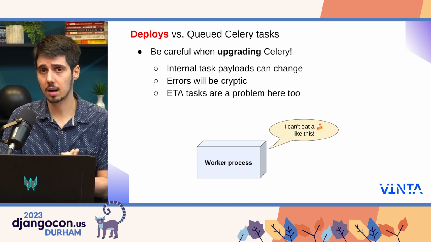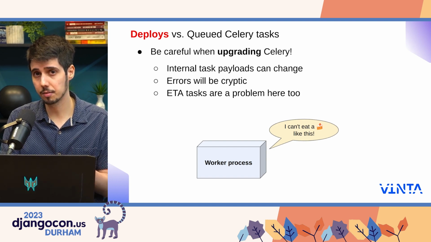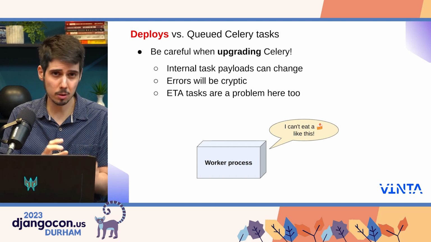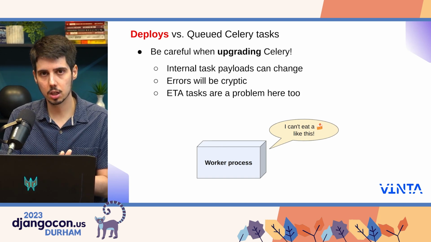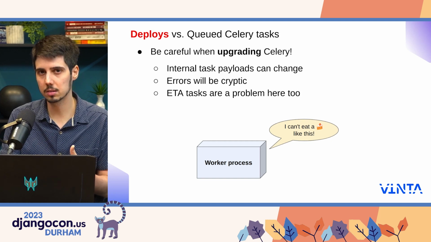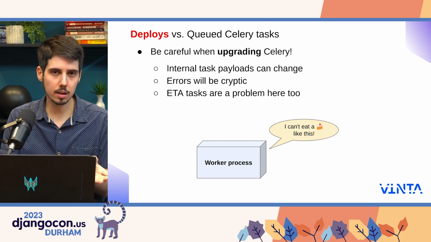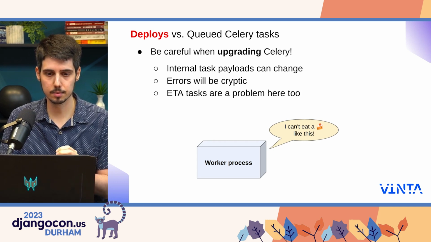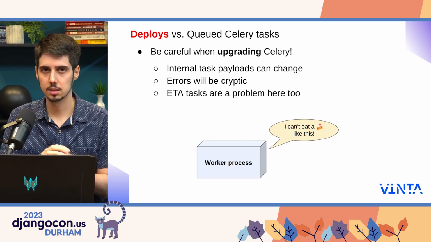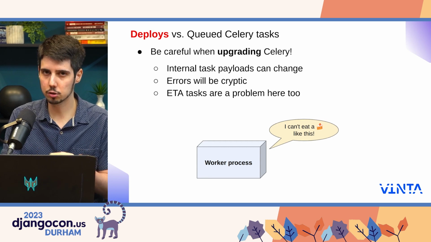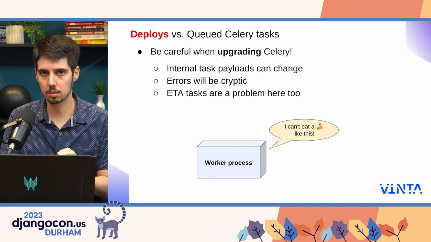And ETA tasks are also a problem here because they live in worker memory. Yes, that's very surprising. I won't have much time to talk about that, but in general, you don't want ETA or countdown tasks because they live in worker memory waiting for the time to run. They're the equivalent of queued tasks, and the task signature can change, the payload can change, and they are very complex to deal with. So in general, you should avoid any ETA or countdown tasks that are more than a few seconds.